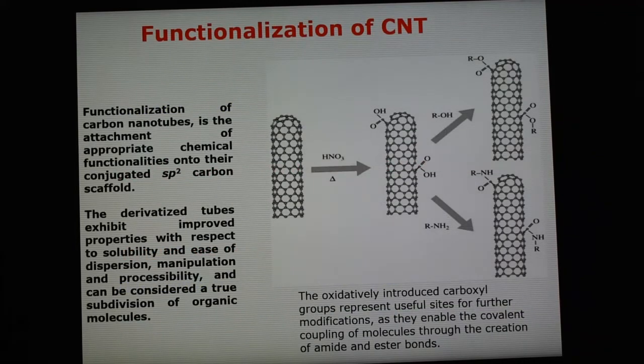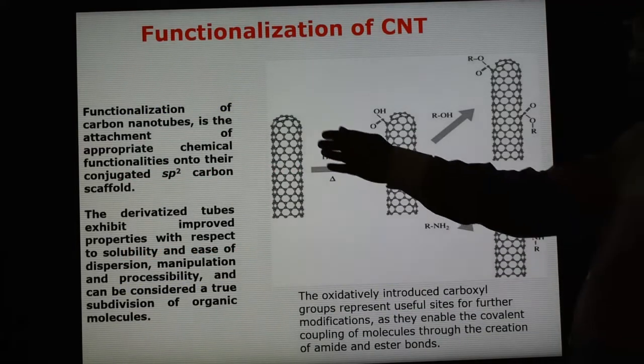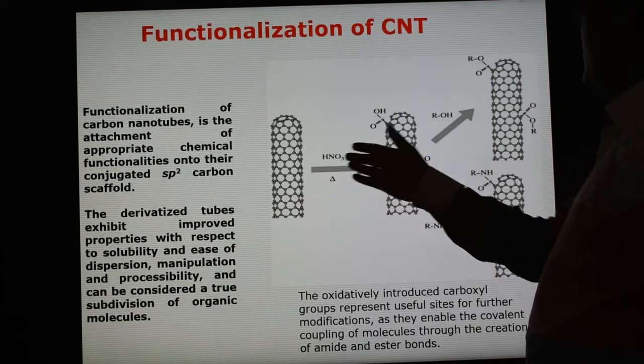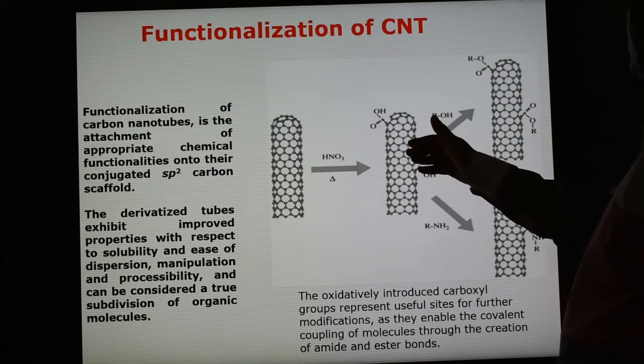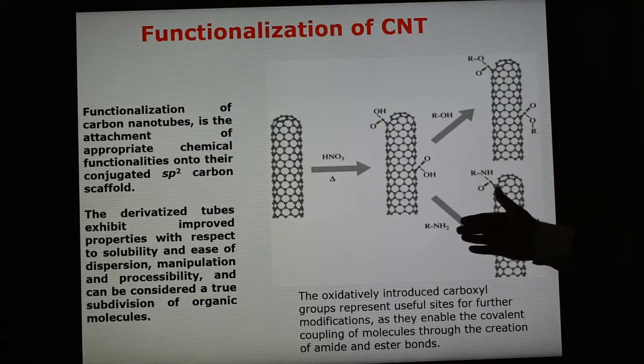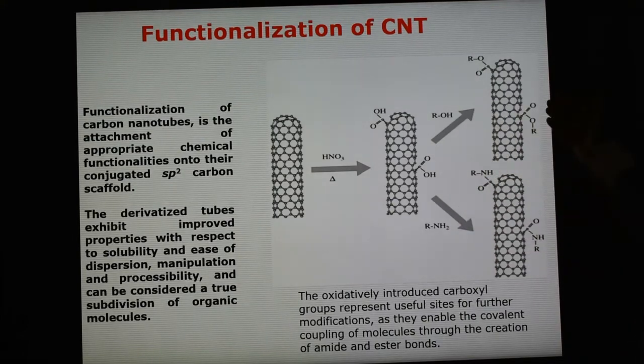And there is also functionalization of CNT. Here this is the carbon nanotube. We can introduce any COOH group on this carbon. Also, if we react this with an amine and an alcohol group, then the amide and the ester group can also be functionalized.